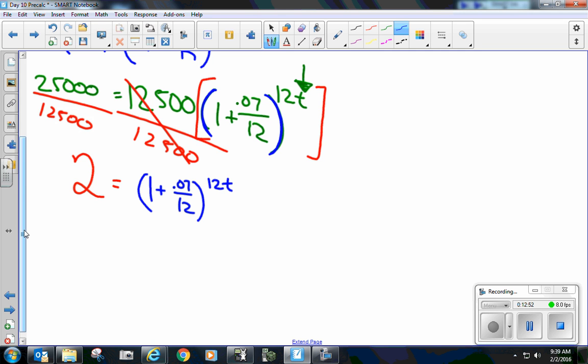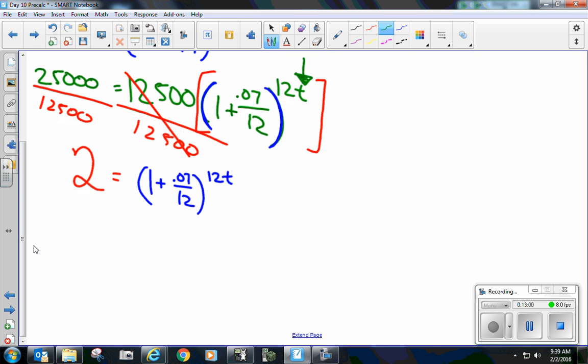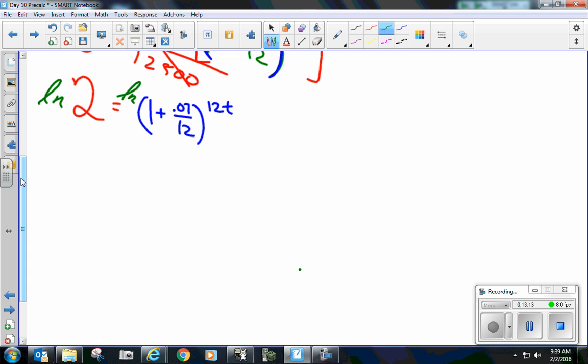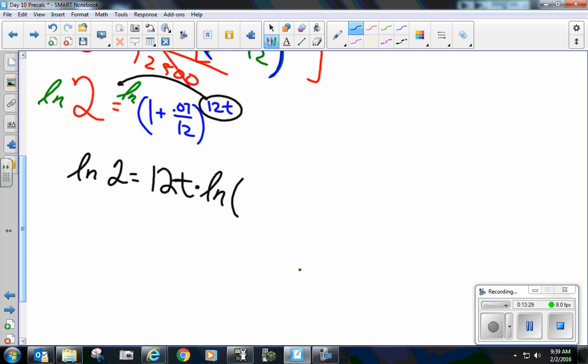What do I have to do to bring that exponent down? Natural log. It's the same process over and over. But we have this parenthesis. Who cares? So I'm going to take the natural log of this side and the natural log of this side. When I take the log of something, that brings my exponent down in front. So I've got the natural log of 2 equals, my exponent comes down in front, that's the whole purpose of logs, times the ln of 1 plus 0.07 over 12.